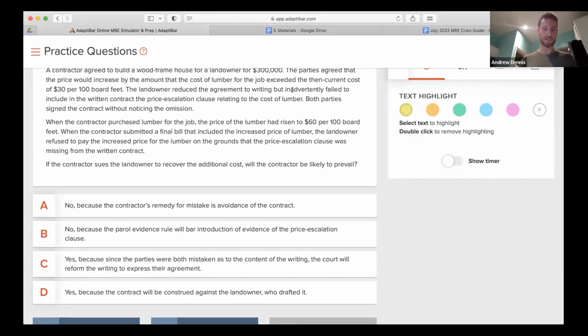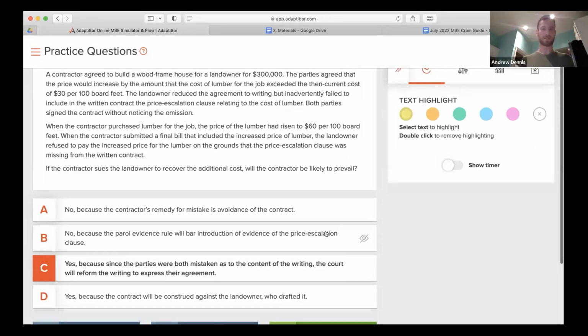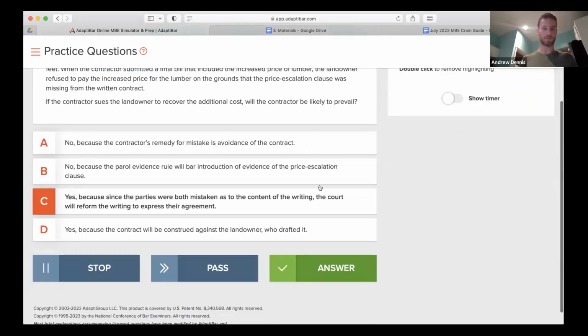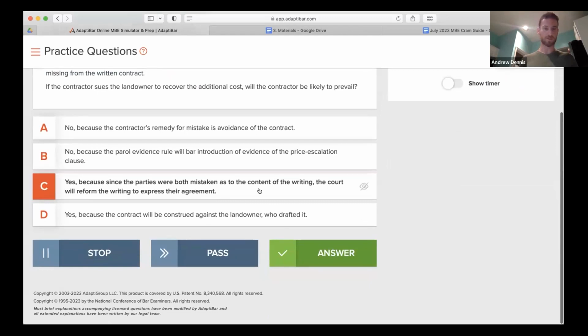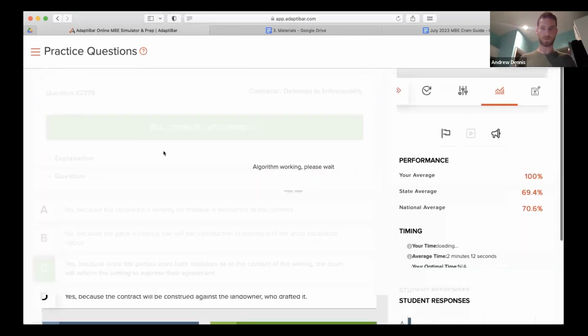Since the parties were both mistaken, the court will reform it, right? We're not going to bar introduction under the parole evidence rule, because remember, this is not the best answer on the test unless it really is contradicting the fully integrated document. If it's adding an additional term, or it's showing a condition to the contract, or it's showing some mistaken information, or something extra that doesn't conflict, like this additional term, I believe it will come in. So yeah, let's reform it.